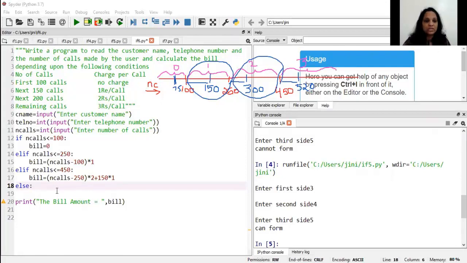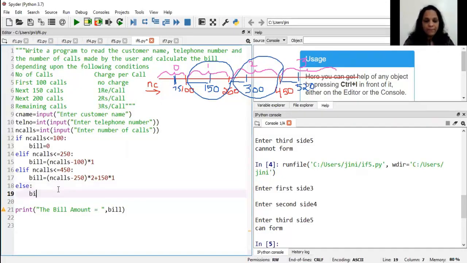So I write else bill is equal to, first let me see for how many calls will I be charged 3 rupees. The number of calls that I made minus 450, because it's beyond 450 that it's 3 rupees, right? So number of calls that I've made minus 450 into 3 rupees plus the 200 calls that I have made, which they're charging me.